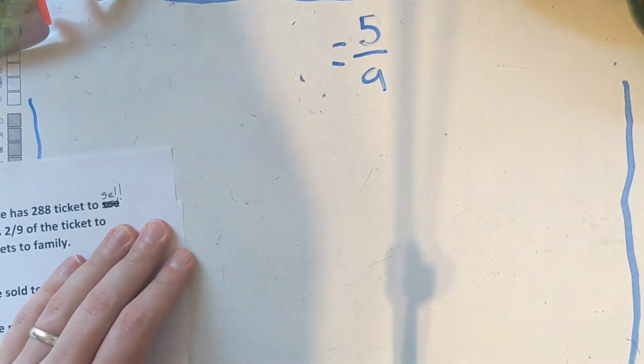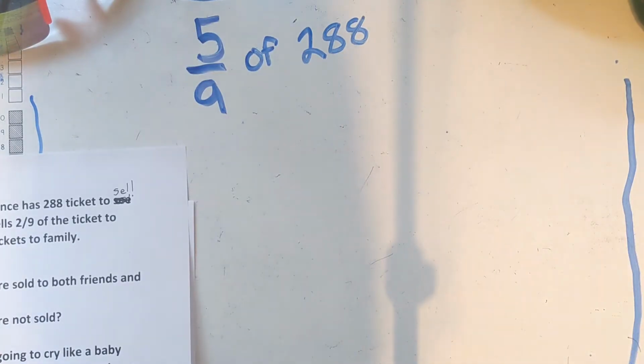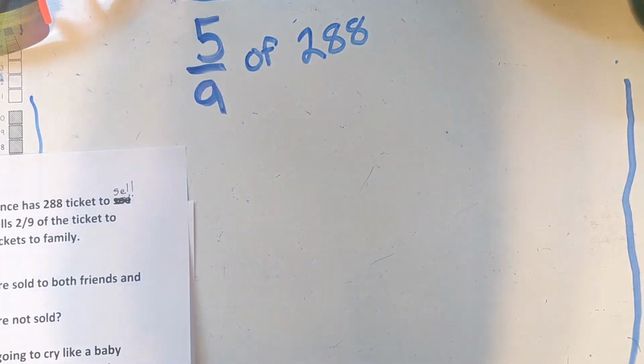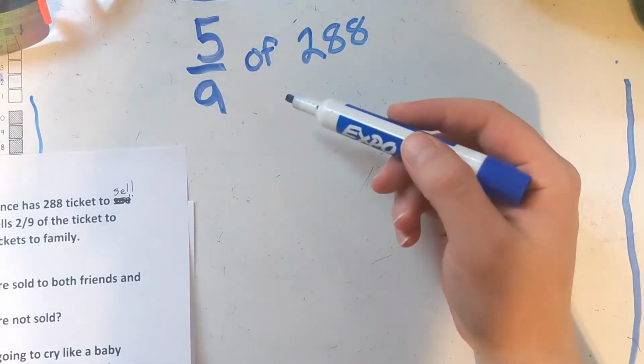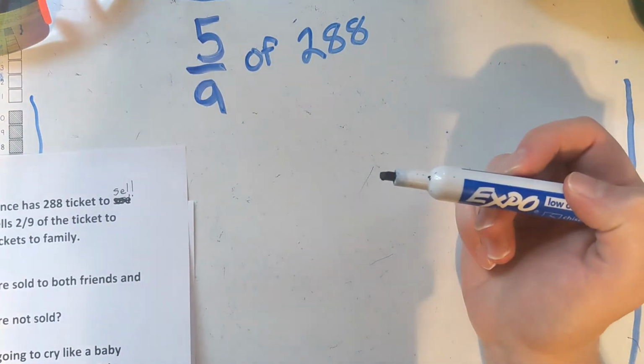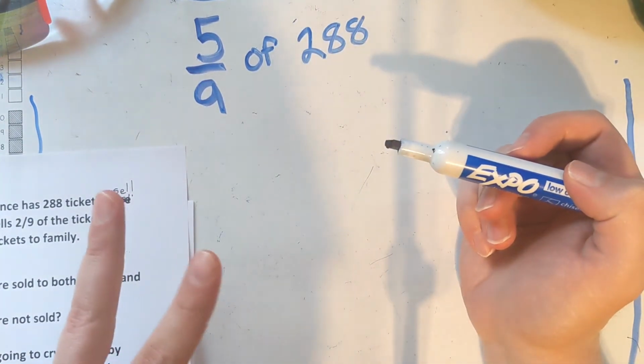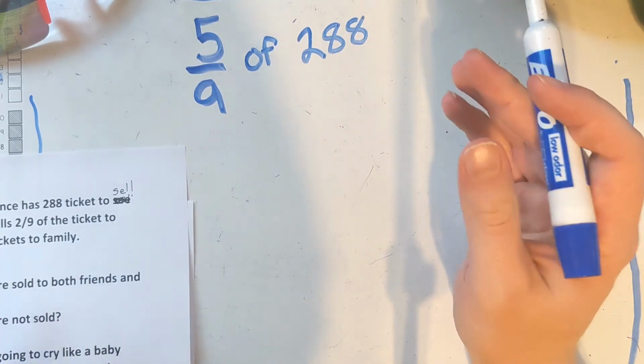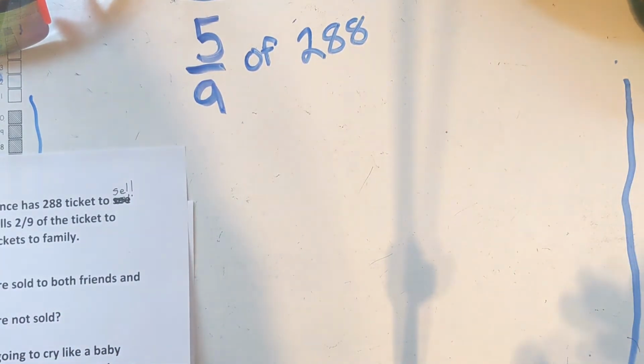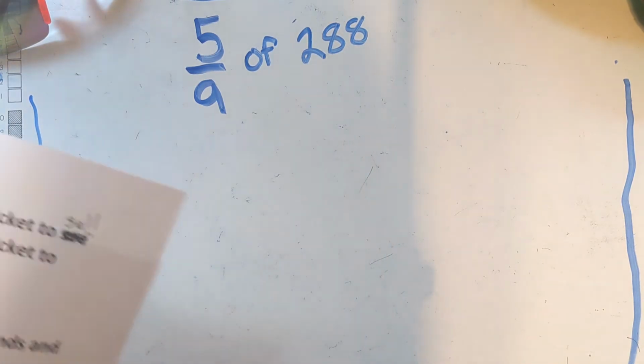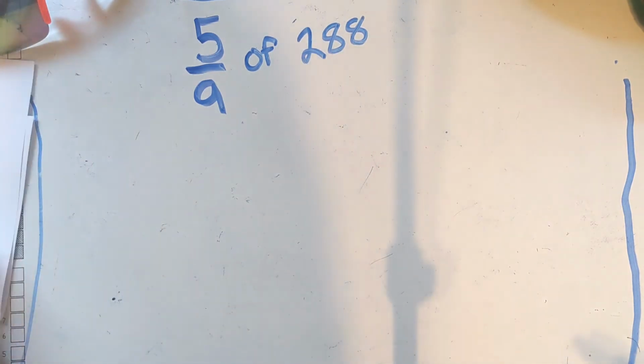Let me get that written for you. Okay, so we've got 5/9 of 288. And I had a teacher one time tell me that when it comes to fractions, if you see "of," that's kind of the same thing as seeing multiplying. So I'm going to show you 2 ways to do this, actually. I'm going to show you a longer way, and then I'll show you the shortcut. There's a shortcut that makes this a lot easier. I'll show you the longer way first. Use it however you want to.